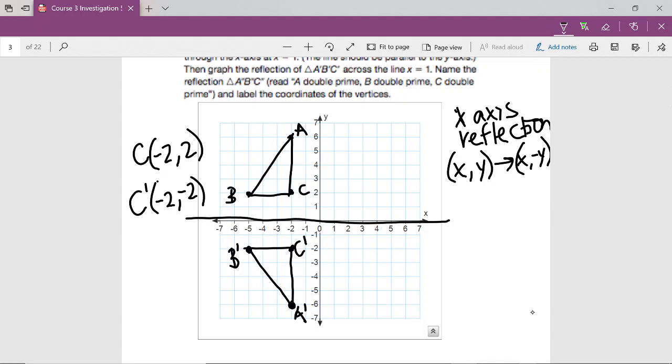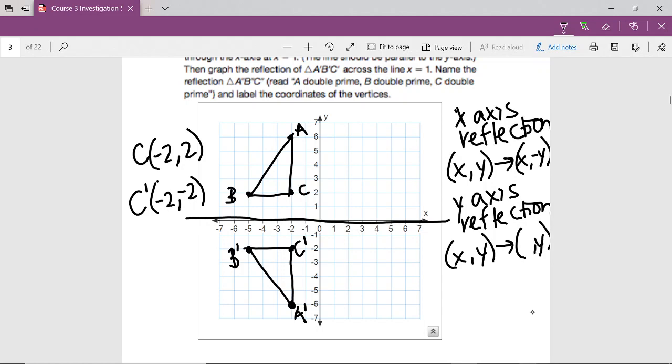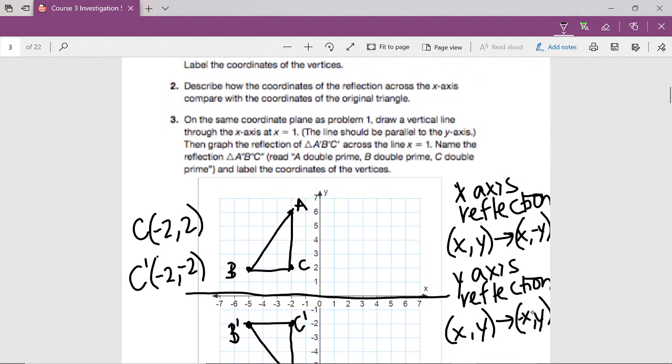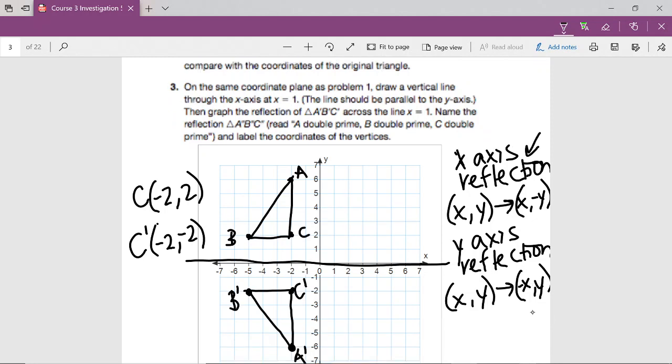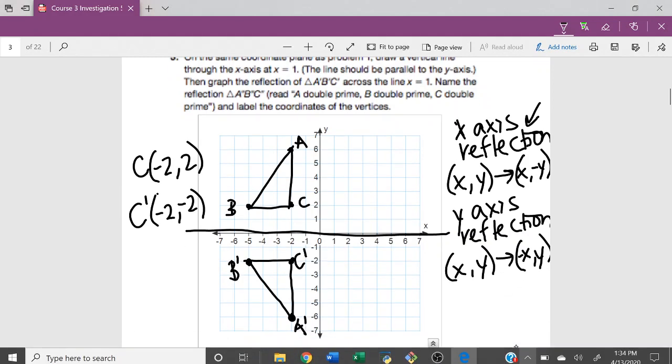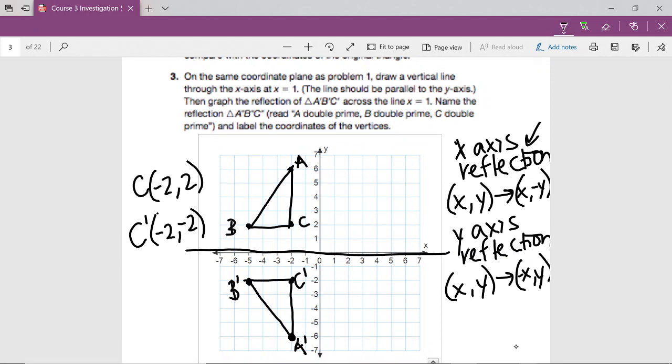Now, just so that we have it down, our y-axis reflection is similar, but instead of keeping my x value the same, I keep my y value the same and make my x negative. So -x comma y. Okay, back to those problems. Describe how the coordinates of the reflection across the x-axis compare. Well, that's exactly this right here, is that my x coordinates are the same, but my y coordinates are now negative.